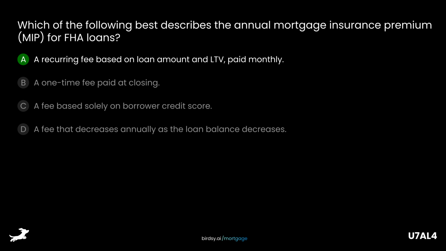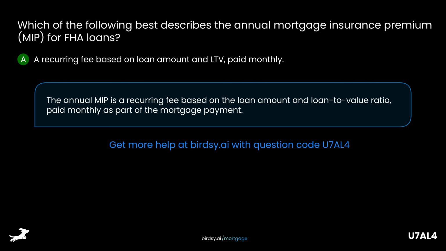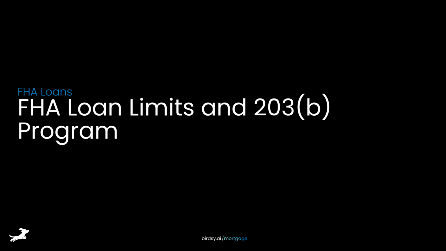The answer is A, a recurring fee based on loan amount and LTV paid monthly. The annual MIP is a recurring fee based on the loan amount and loan-to-value ratio paid monthly as part of the mortgage payment. Federal Housing Administration, FHA loan, limits in 203 program.